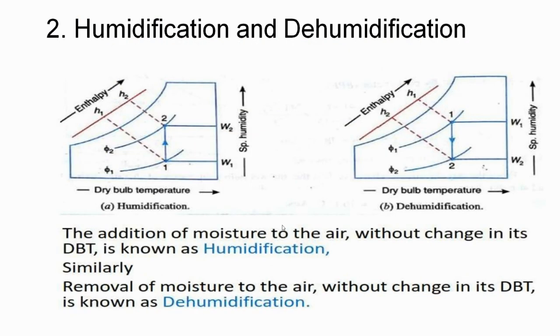Here in the chart, we can see point 1 and point 2. If we draw the line to the enthalpy curve, we will get H1 and H2. So the difference between them is given by the change in enthalpy. That is our humidification.